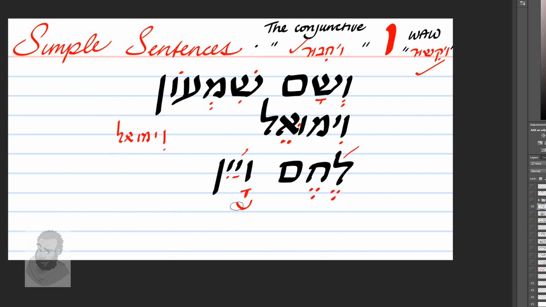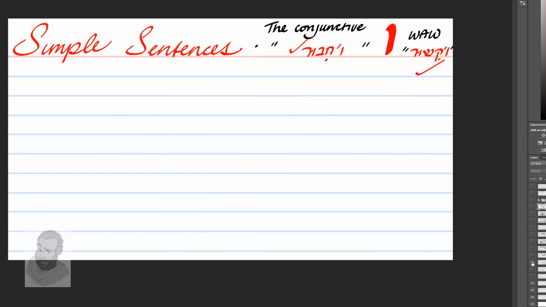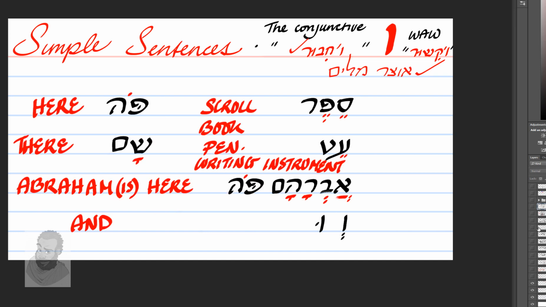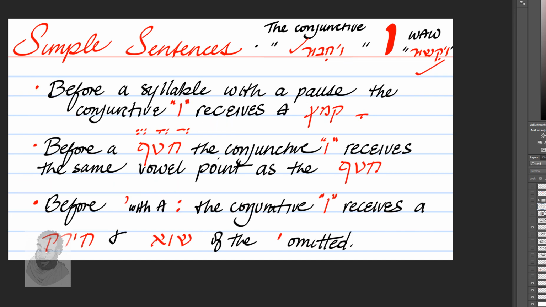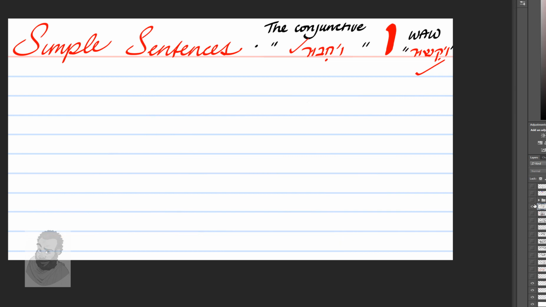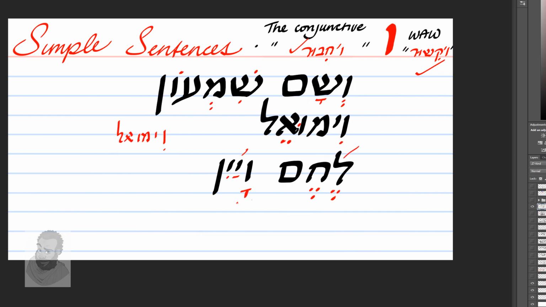Wesham Shimon, Wimuel, Lechem Wayayin. Remember the Waw? Let's go back to that rule. Let's see if I can find it here. Is this it? No, it isn't. It isn't that either. There we go. So, right here, before a syllable with a pause, the conjunctive Waw receives a kamis. Now, I will take this a step further for you. Lechem wayayin, bread and wine, that is something that was regularly eaten. Things that go together, man and woman, ish, wa, isha, you will say wa and not we.